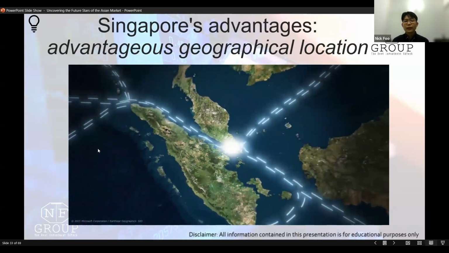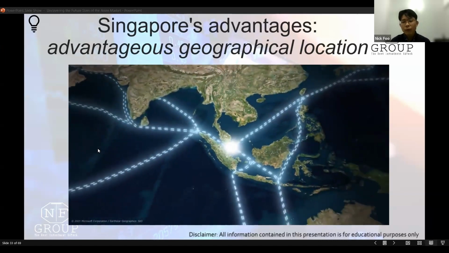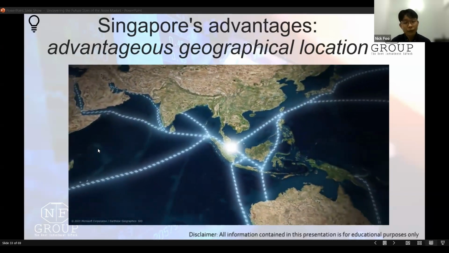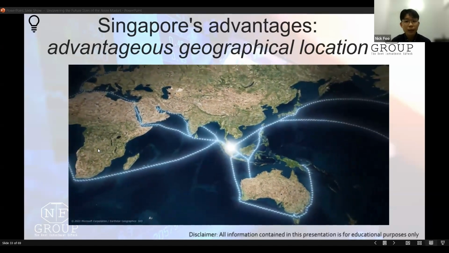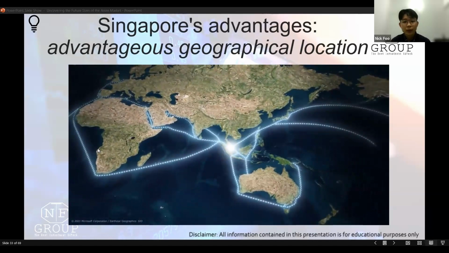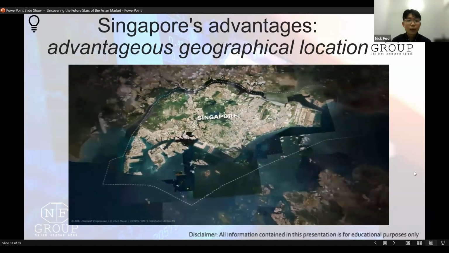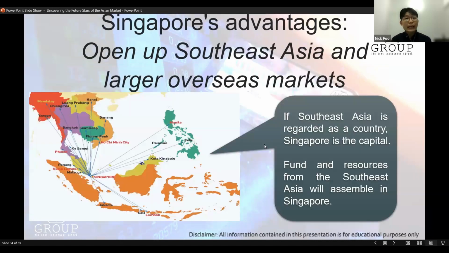Okay, I think Singapore is one of the world's top transportation hubs for sea and air cargo. Yeah, I think Singapore's container ports are the busiest in the world. If you think of Southeast Asia as a country, I think Singapore is the capital. So I find that all the funds and resources from Southeast Asia will go to Singapore.